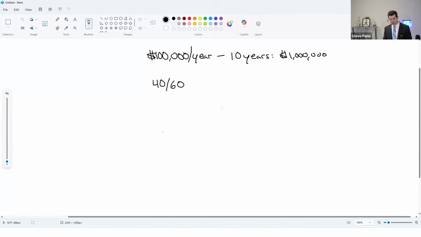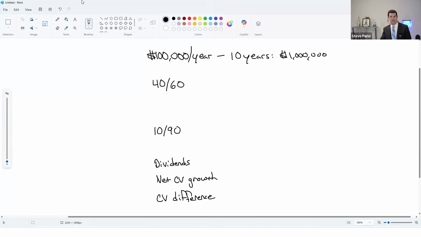What we're going to look at differently is the design. So first, we'll look at a 40/60. Then we'll look at a 10/90. We'll analyze the dividends. Then the net cash value growth, which is really what we should be looking at. And then we'll look at the cash value difference when we compare the two side by side. Sound good? All right, let's have some fun. So first, we'll start with the illustrations.